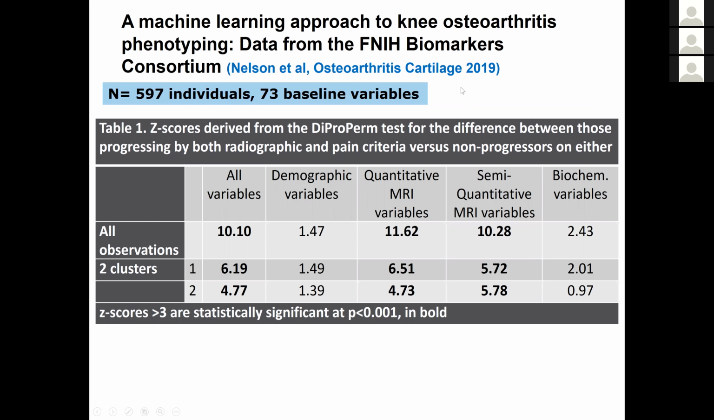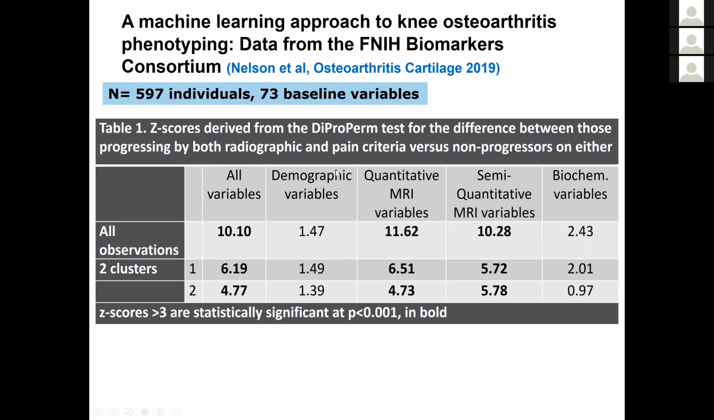And using this machine learning approach, Amanda was able to assign what are called z-scores to the different outcome variables. And as shown down here, z-scores that are greater than 3 are considered to be statistically significant. So looking at all the variables together, of course, they were highly significantly predictive of the outcome when you included all variables. And whether they were in 1 or 2 clusters didn't seem to help any. The variables that were the most predictive were, as you might expect, the MR variables, quantitative as well as semi-quantitative, which are shown here, that have the highest z-scores.